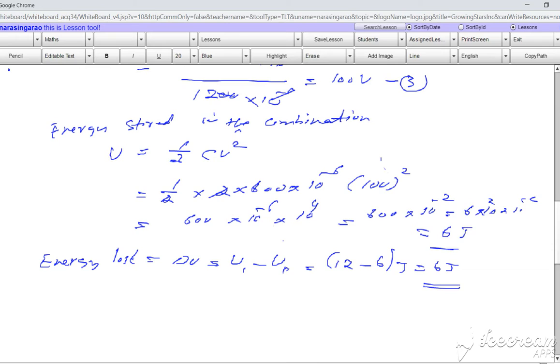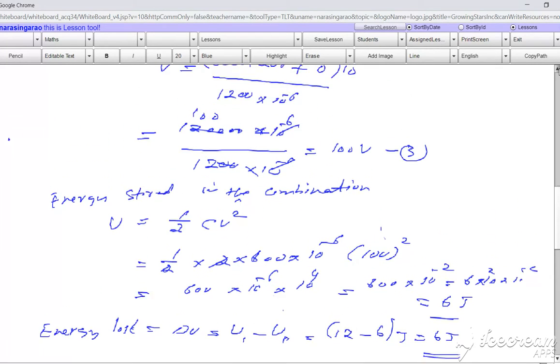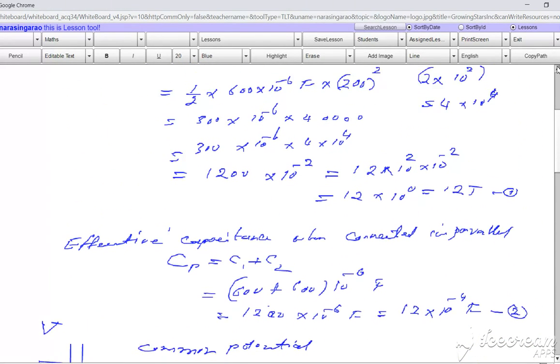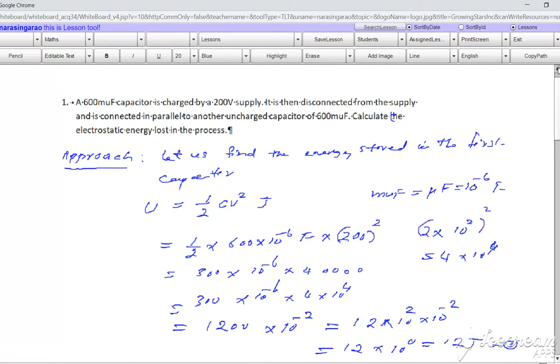So here we need to know how to approach this kind of a question. When you see a question like this, where capacitors are connected in parallel after charging one capacitor, first you find the energy stored in the first capacitor. Then you need to find the effective capacitance of the parallel combination. So we got it as something like 12 times 10 raised to negative 6, and energy stored in the first capacitor as 12 joule.